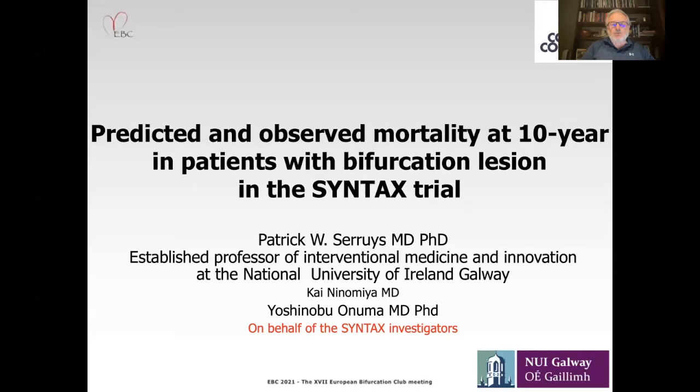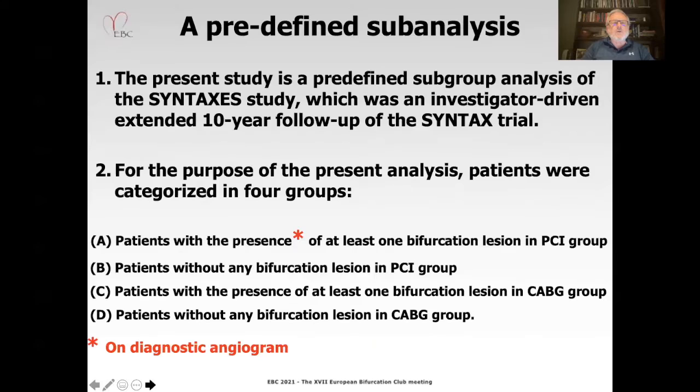Predicted and observed mortality at 10 years in patients with bifurcation lesion in the SYNTAX trial. This is a predefined sub-analysis. The present study is a predefined subgroup analysis of the SYNTAX study, which was an investigator-driven extended 10-year follow-up of the SYNTAX trial.